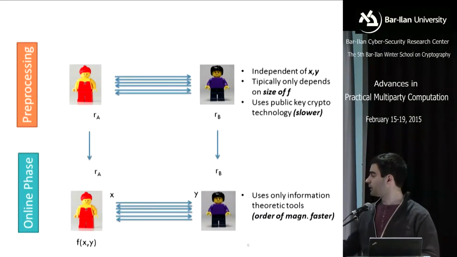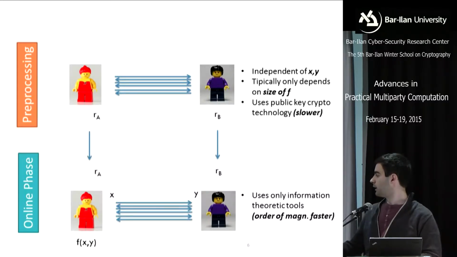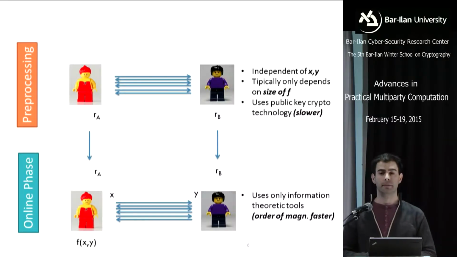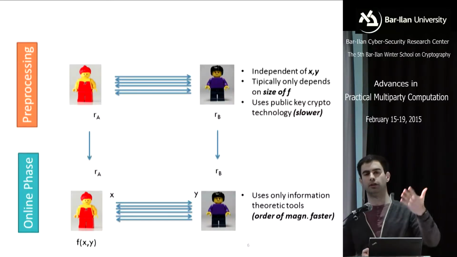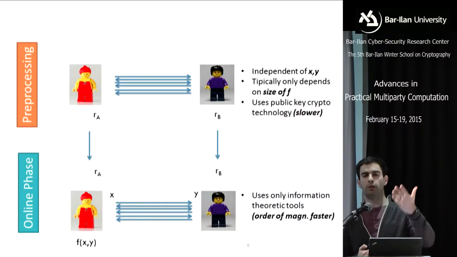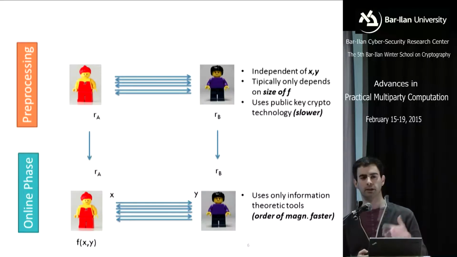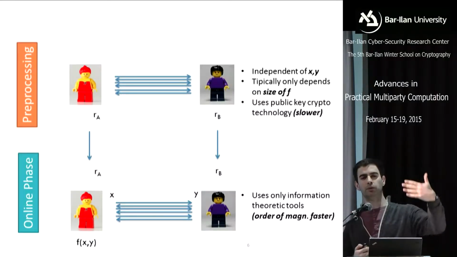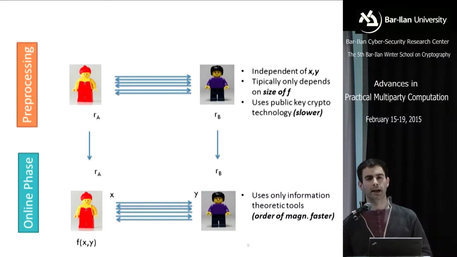And now the nice thing about this online phase is that it uses all information theoretic tools, which means that it's orders of magnitude faster, which is nice. So think of the example where we have an election, or we know that we want to do an auction on something in a month from now. The sorority example.